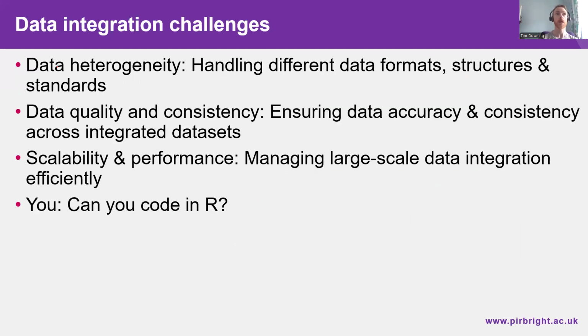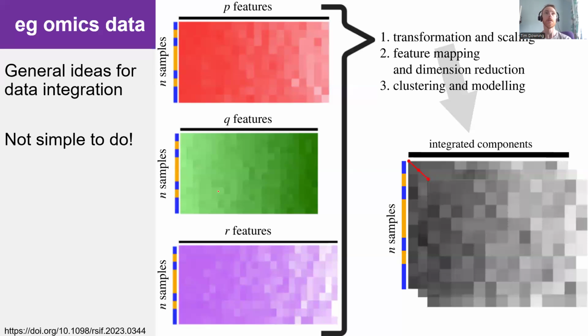This is not easy, so data can be heterogeneous, and there are many different formats, structures, and standards. There are issues with quality and consistency, scalability and performance, and then yourself. Can you write code to do this? That will make it much easier for you. And this is going to generate ideas. So if you have, say, three sets of data for the same set of samples, it is possible to integrate them, but there are quite a few steps involved in terms of transforming the data, scaling it, and appropriately mapping the features across these different dimensions, the red, green, and purple, and clustering and modeling it in the right way.